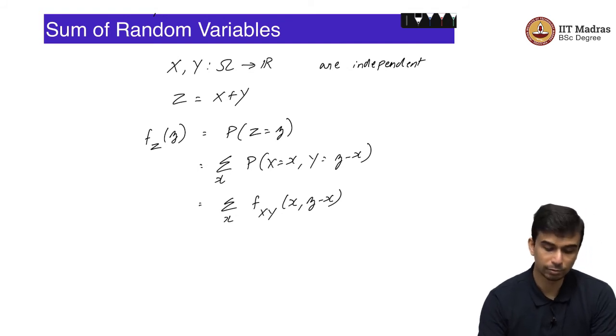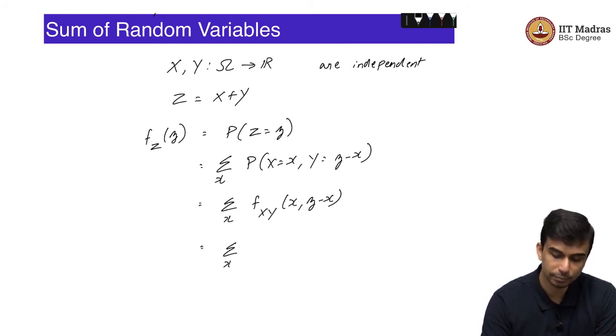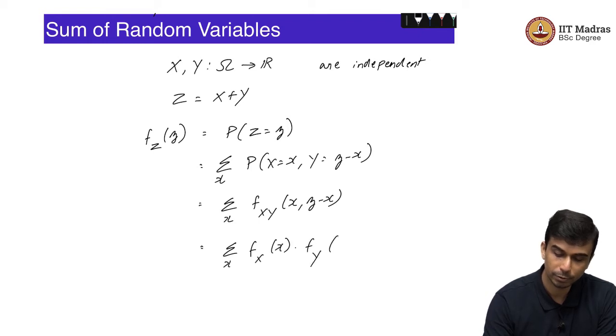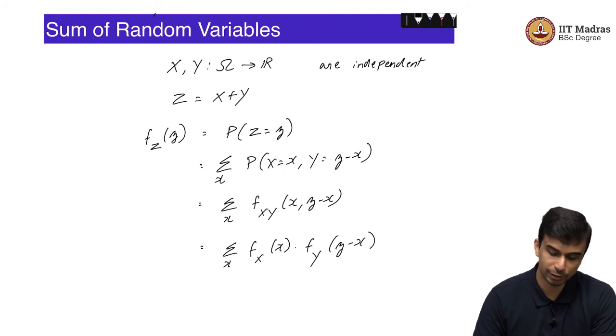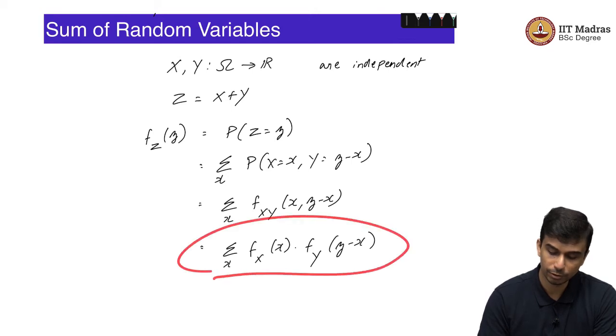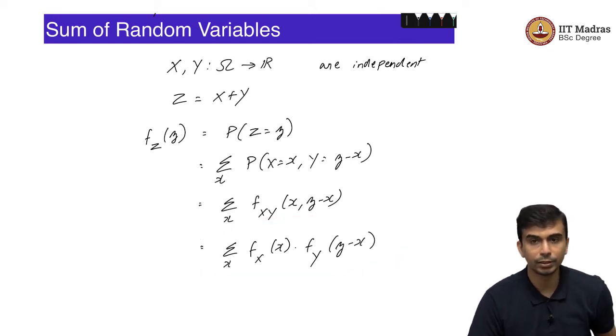And because we assumed X and Y are independent, you can write f_XY as f_X into f_Y. So, which means that it is the sum over x of f_X of x into f_Y of z minus x. This is called a convolution operation, and here is a simple exercise.